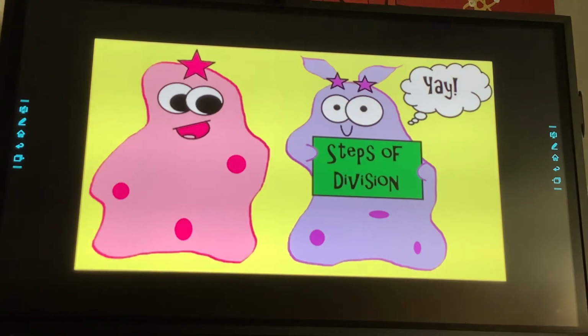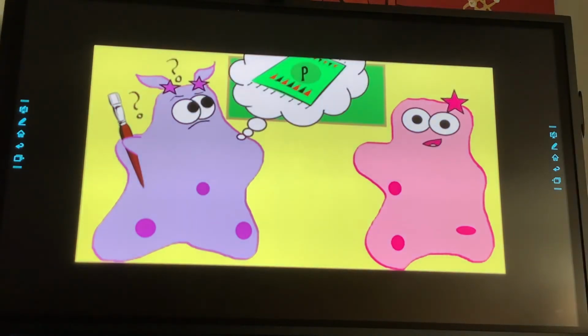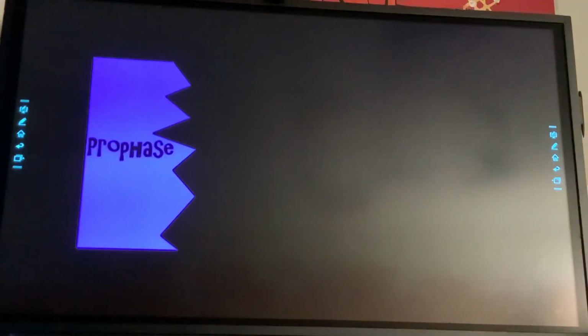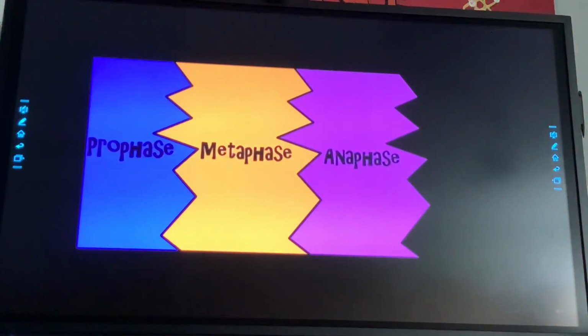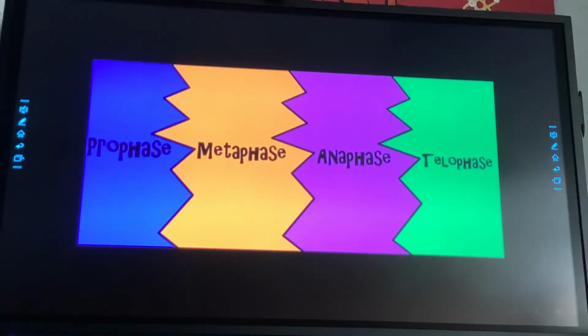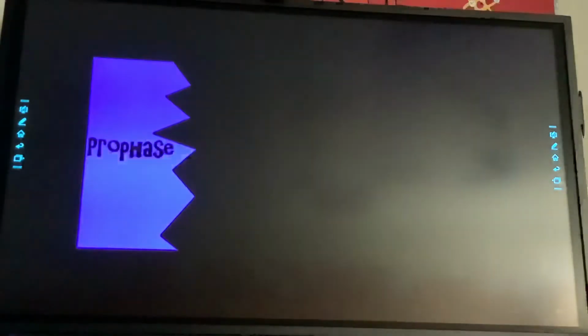So let's get right into the mitosis stages. I like to tell students to remember PMAT. It's a little acronym, helps you remember the P is for prophase, the M is for metaphase, the A is for anaphase, and the T is for telophase. So remember PMAT. That's the stages in order. So the very first step is prophase.